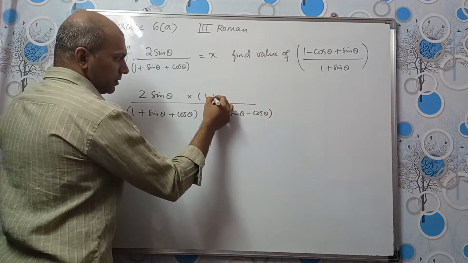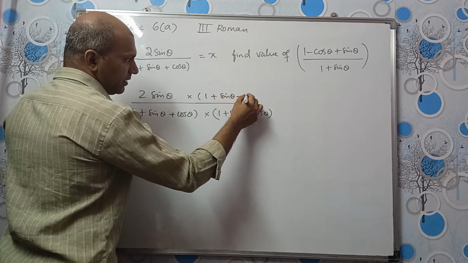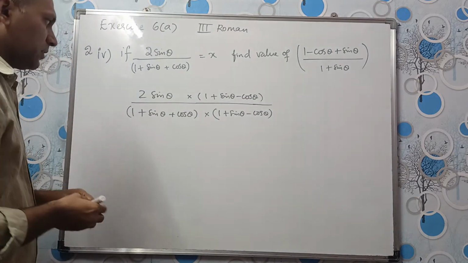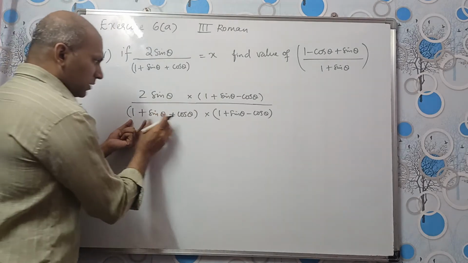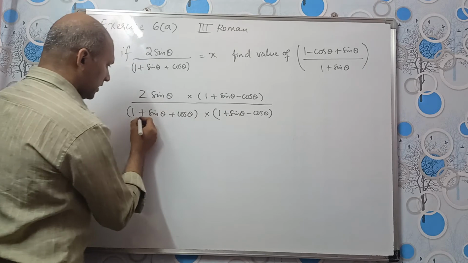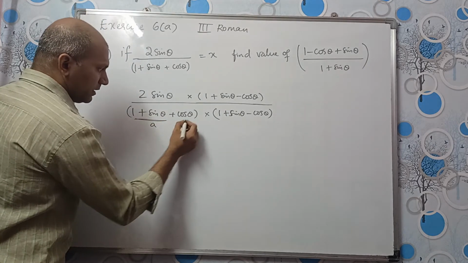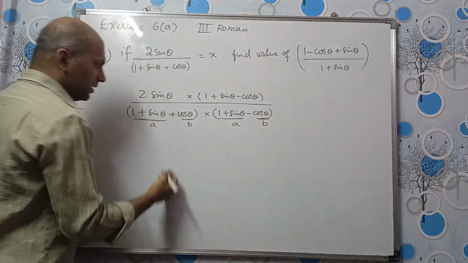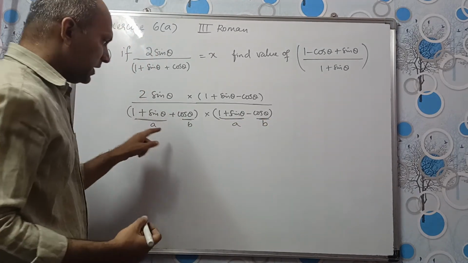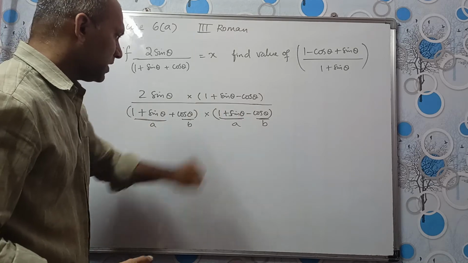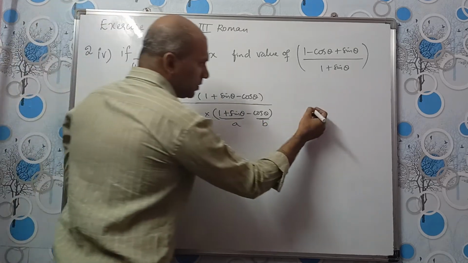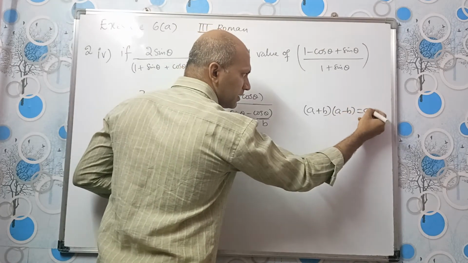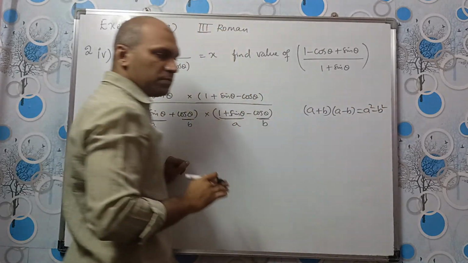Okay, so 1 plus sin theta minus cos theta. So this is 1 plus sin, 1 plus sin. See, if you take this whole thing as A and this as B, this as A, this as B, A plus B, A minus B, right? 1 is plus, 1 is minus. So what is A plus B multiplied by A minus B? It is A square minus B square.